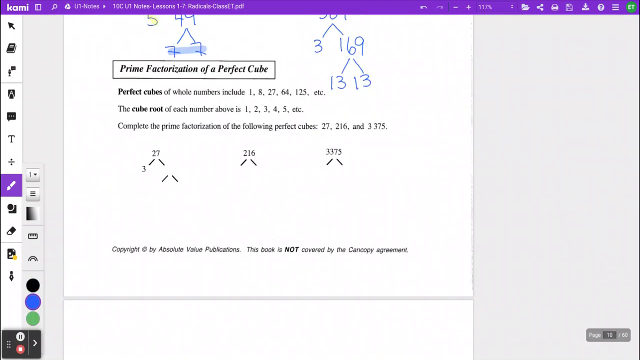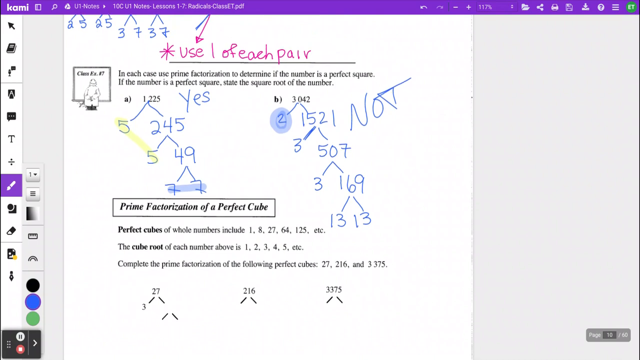As we can see, we had to choose whether 1225 or 3042 is going to be a perfect square. If they break down into doubles, yes, they are. So we notice on the left, 1225 broke down into 2 doubles. So yes, it's a perfect square. On the right, we have doubles for 3s and doubles for 13s, but we have a single 2. So that single 2 makes this guy not a perfect square.